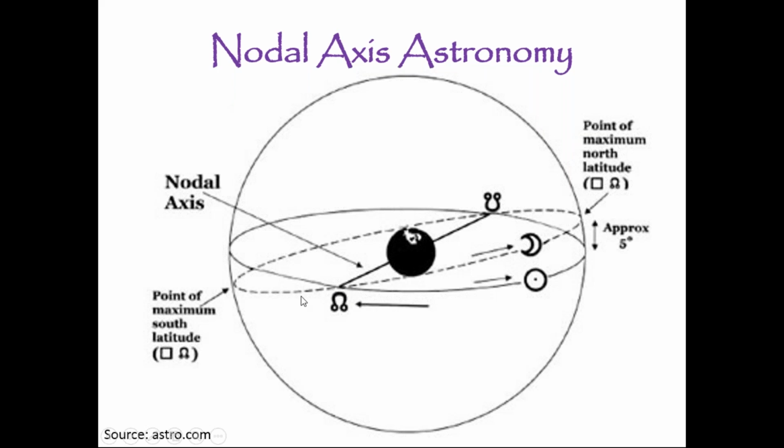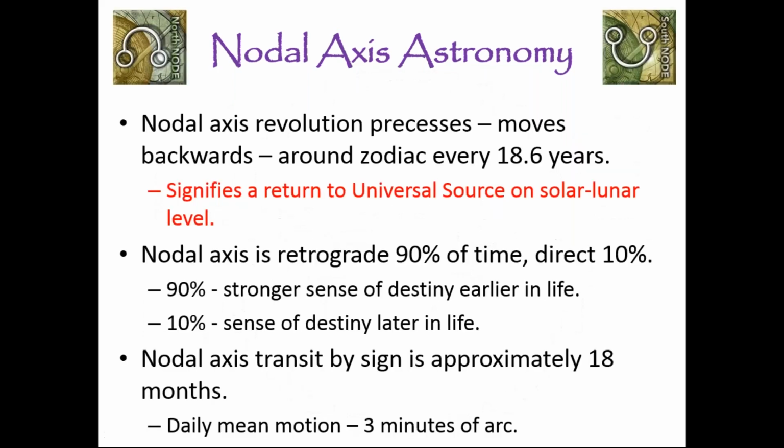This is the North Node. Two weeks later, the moon's path intercepts the ecliptic where it goes south of it, and this is the South Node. So this is the astronomy of it as we look at that. And as you know, the nodes reverse through the zodiac.